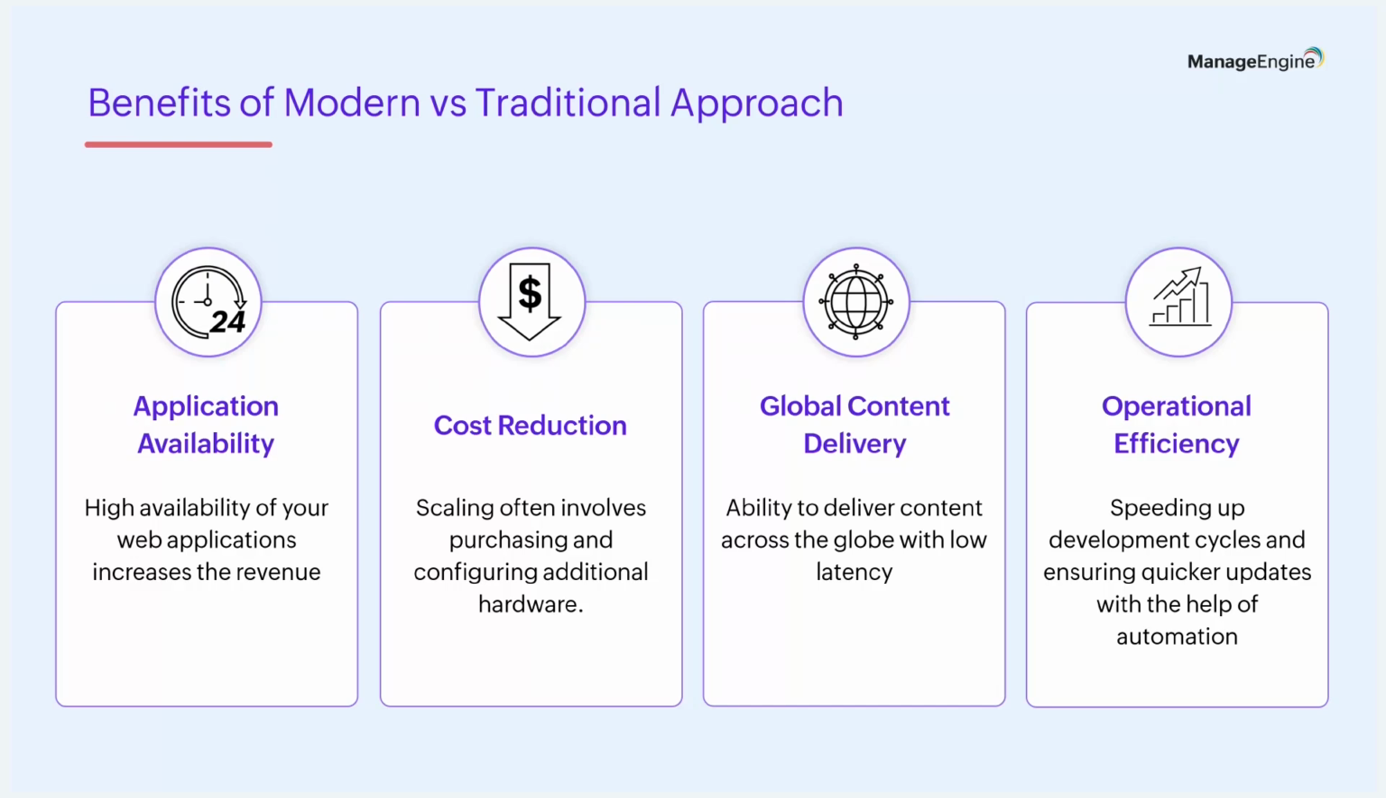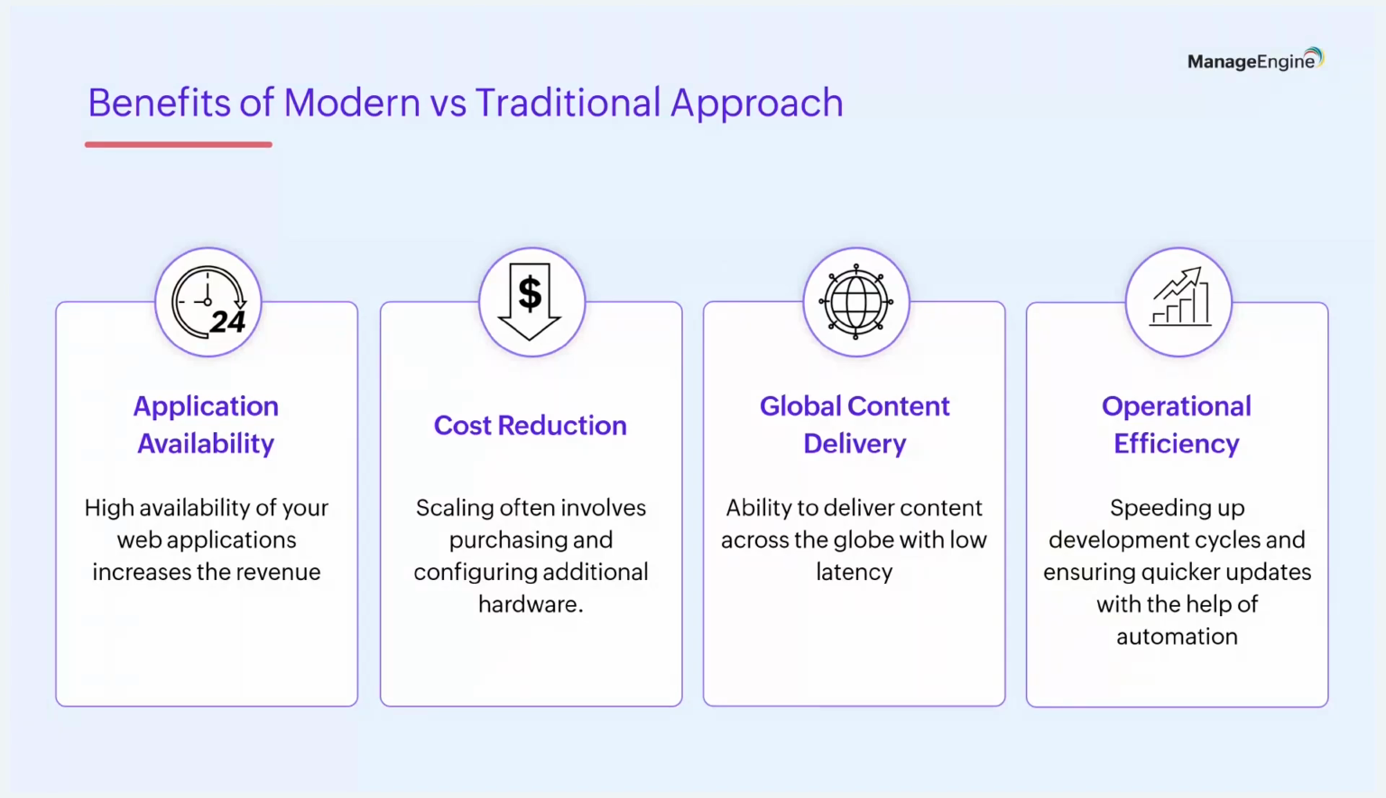Now, on the other hand, modern applications use cloud computing and containerization to improve availability and reliability. Features like load balancing, redundancy, automatic failover, and global distribution help to reduce downtime and ensure a smooth user experience. And cloud platforms allow you to flexibly scale based on demand and requirement.